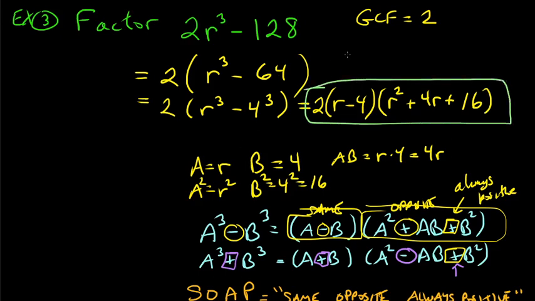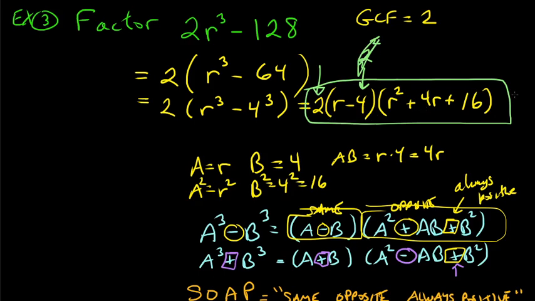Okay, how do we know we're done, right? So 2 is prime. Can't do anything with that. R minus 4. Now, 4 is 2 squared. It's a perfect square. But the r is not. It's not r squared minus 4. If it were, you can go further, right? You can do r minus 2 times r plus 2. But it's only r minus 4, not r squared minus 4. So that tells me that r minus 4 is prime.